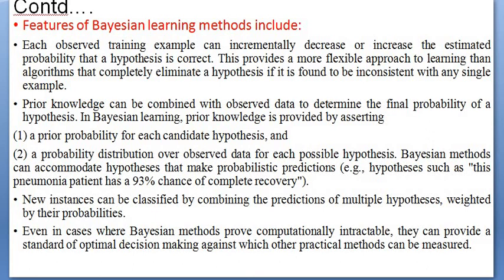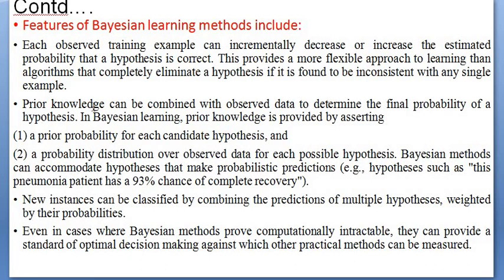This provides a more flexible approach to learning than algorithms that completely eliminate a hypothesis if it is found to be inconsistent with a single example. In the previous algorithms, if the hypothesis was not consistent with the training example, we would eliminate that particular hypothesis. But in Bayesian learning, we will not completely eliminate the hypotheses found to be inconsistent. We will add something or delete something from the hypothesis so that it can be made consistent with the training example.